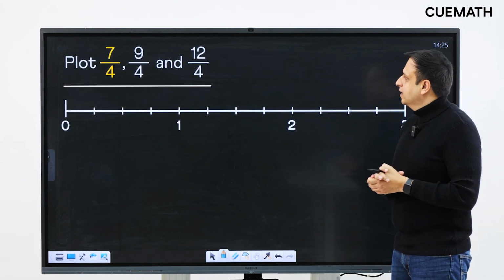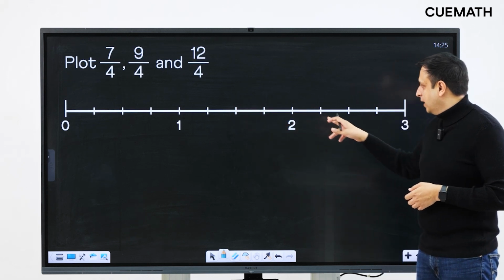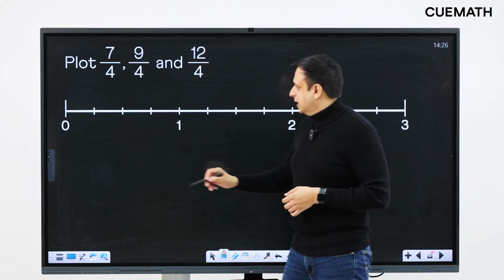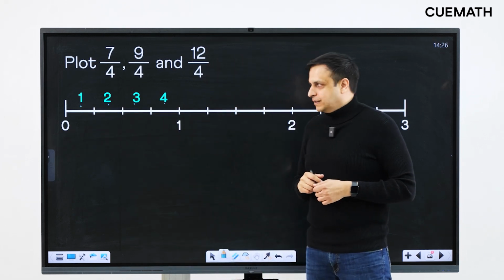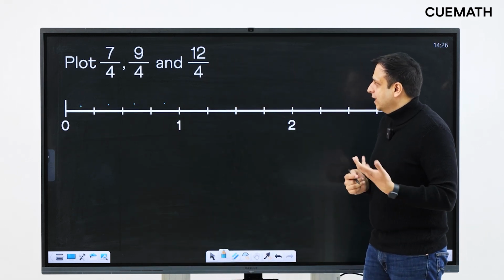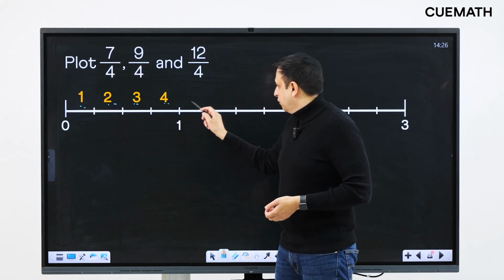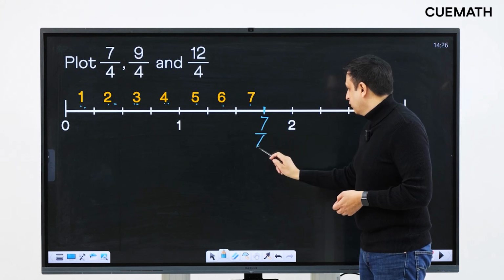Plot 7 over 4, 9 over 4 and 12 over 4. We have the points 0, 1, 2, 3 marked already, and each of the unit intervals has been divided into 1, 2, 3, 4 equal parts. Okay, so now we have to plot 7 over 4. We will count 7 parts: 1, 2, 3, 4, 5, 6, 7. So this point here would be 7 over 4.